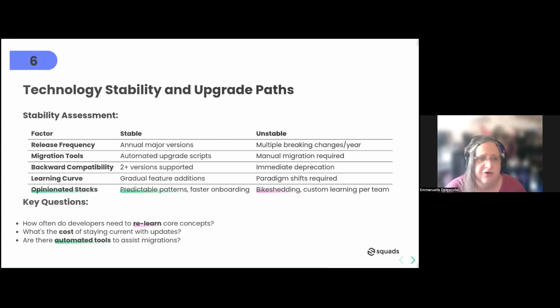How easy or how hard is it going to be for me to move to the next version when the time comes to upgrade? Do they have tools? Are they introducing breaking change every release? Are they changing paradigms all the time? Things like that.